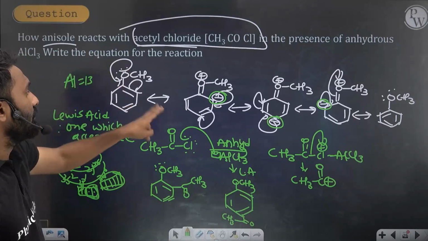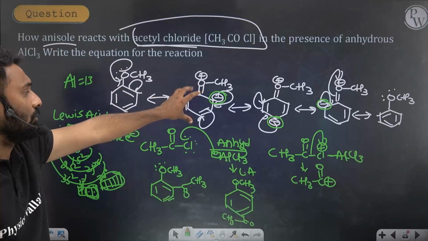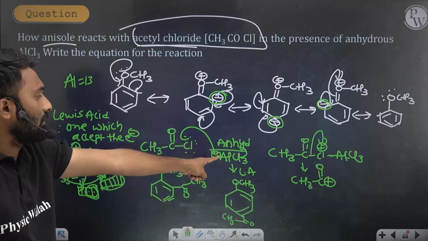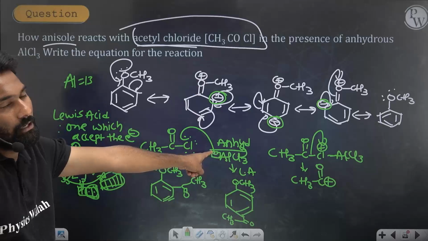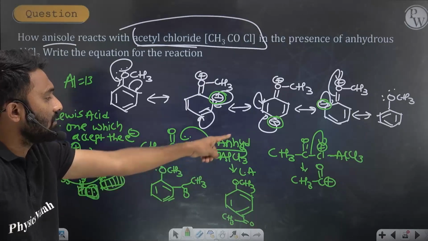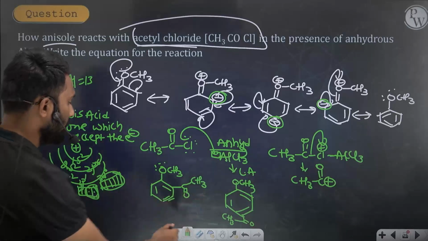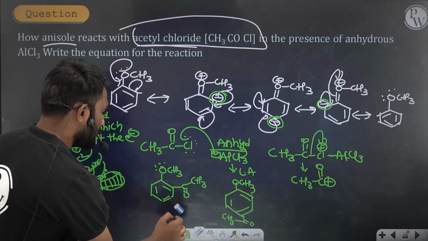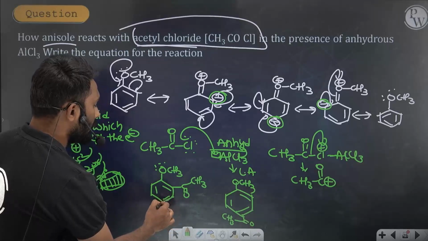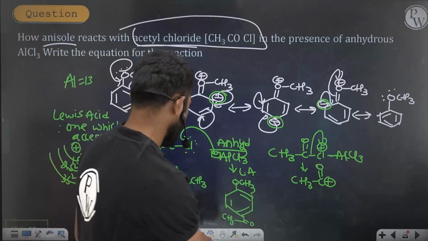How does anisole react with acetyl chloride in the presence of anhydrous AlCl3? Write the equation for this reaction. First, anisole is an ortho and para directing group. Now this is an aromatic electrophilic substitution reaction. Anhydrous AlCl3 directly acts and gives the electrophile. The electrophile will attack at the ortho position and the para position. Clear?